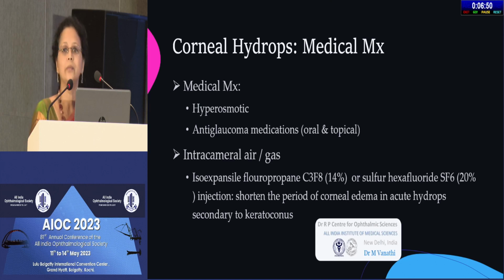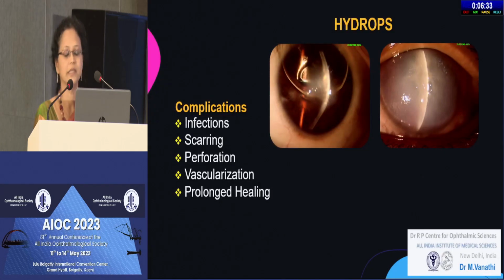But do remember that if you are using gas, you will have to use a non-expansile proportion. It's 14% of C3F8 or 20% of SF6 here. And this, when given in the early periods, helps in rapid resolution of your corneal edema and clearing of the cornea and better visual rehabilitation of these patients. But the word of caution there is when you're using air or gas in these patients, you can land up with a pupillary block glaucoma or malignant glaucoma in these patients.